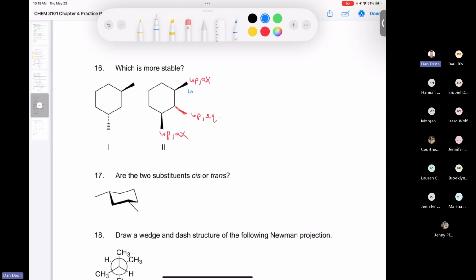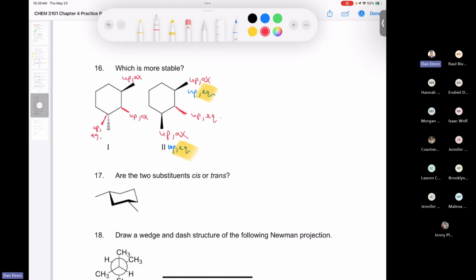Okay, so if they're both axial, that means I could also have a conformation where they're both up and equatorial. So that means there's a possibility of both of these being equatorial. In the first one, there is no possible way that both of these could be equatorial. Okay, it's impossible. If one is axial, then the other one has to be equatorial. Let me explain. If this one was up and axial, okay, that means that this hydrogen is up and axial, which means that this hydrogen is up and equatorial, which means that this group is going to be down and axial.